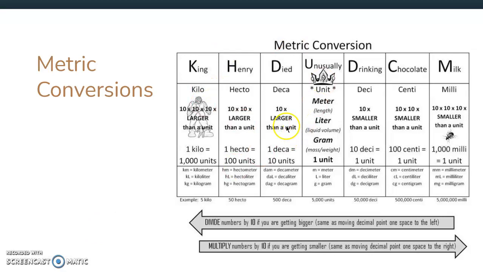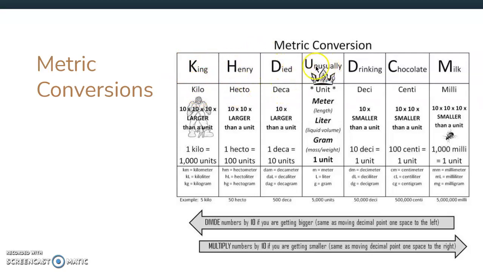I also wanted to show this chart. This tells us everything we're going to need to know for our metric conversions. Like our video showed us, they said that our abbreviations are King Henry, a way to help us remember which one everything is. King Henry died unusually drinking chocolate milk. There's a couple different variations of died or doesn't, usually, or unusually, but the idea is it's a way for us to remember. The biggest unit is our K, our King Henry, our first one, and it stands for kilo. Henry stands for hecto.